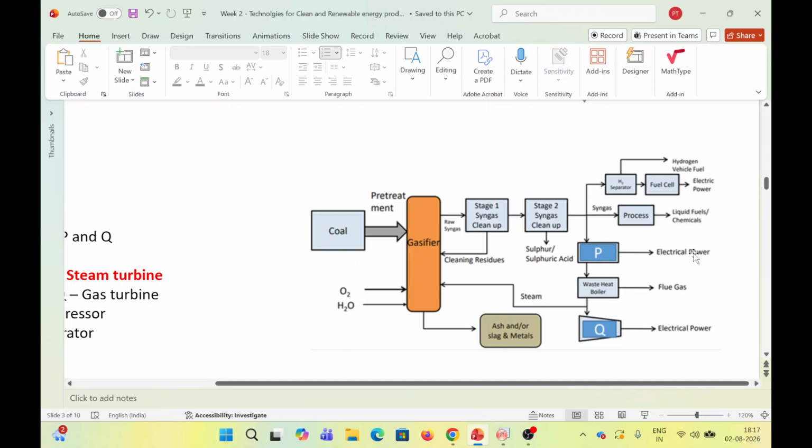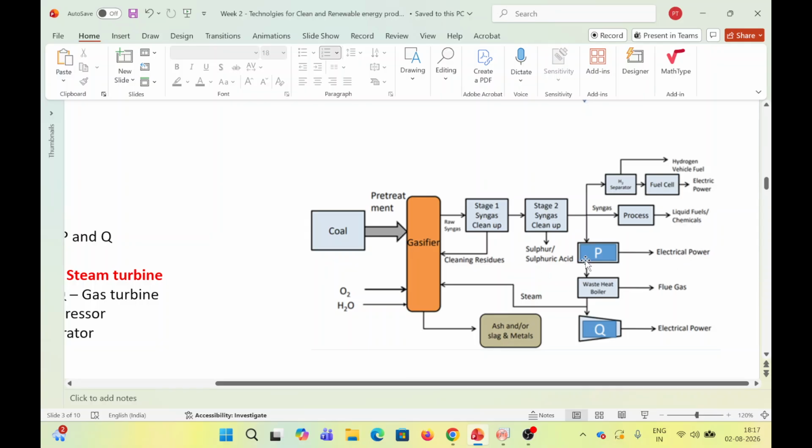So syngas is a gas, right? It's in the form of a gas. So this gas should go and expand somewhere, or you can say the syngas enters a gas turbine, expands there, and rotates the gas turbine. This rotation of the gas turbine generates electrical power. So that's what you actually get out of here.